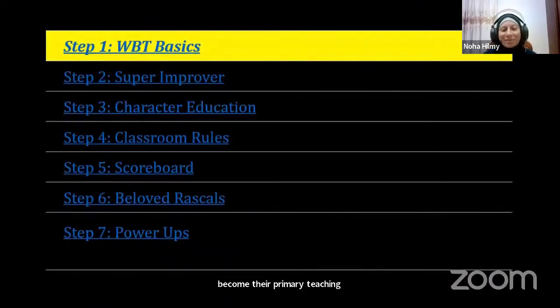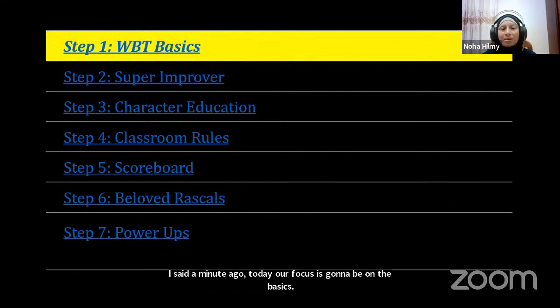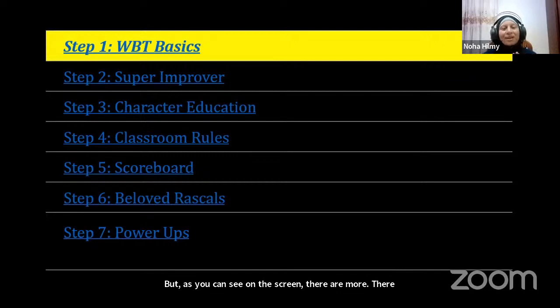As I said a minute ago, today our focus is going to be on the basics. But as you can see on the screen, there are more. There are the super improver, character education, classroom rules, scoreboard, beloved rules, and power-ups.